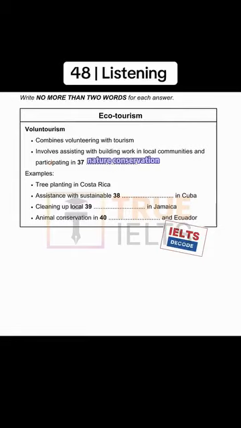Now, voluntourists have helped local communities to plant hundreds of trees and installed identifying signs in the rainforests of Costa Rica. They've also helped with sustainable food production in Cuba, and in Jamaica, they've been involved in the cleaning up of local rivers. Now, some of the work that voluntourists do also involves looking after endangered animals, like the Giant Panda Project in Japan, or the Animal Sanctuary Project in Ecuador. Now, this work doesn't just involve interacting with wildlife, but involves educating local people about the need to protect wildlife.